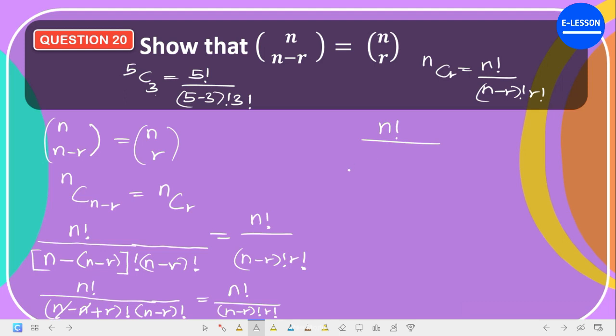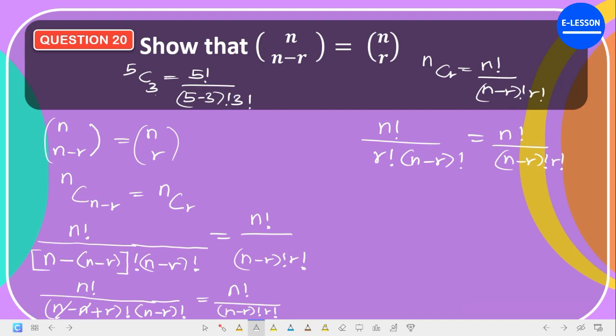n is no longer there. This cancels this, which gives you 0. 0 plus r is r. So we have r factorial bracket n minus r factorial equals n factorial bracket n minus r factorial r factorial.